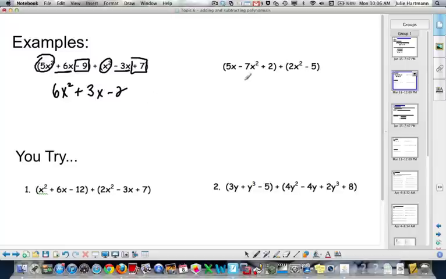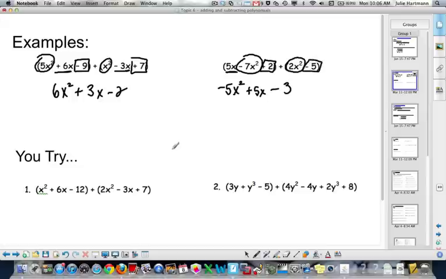This next one, I'm going to go with my highest degree first, so negative 7x squared. Like term with that is plus 2x squared, so that's negative 5x squared. And then I have a 5x, no other terms go with that, so plus 5x. And then plus 2 plus negative 5. So 2 plus negative 5 is negative 3.